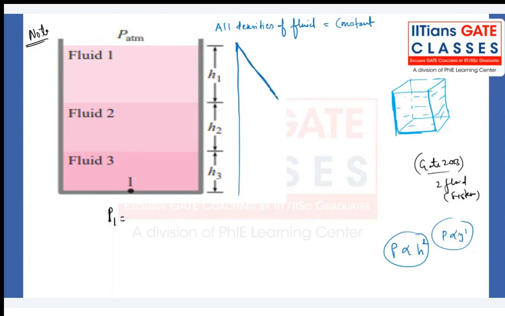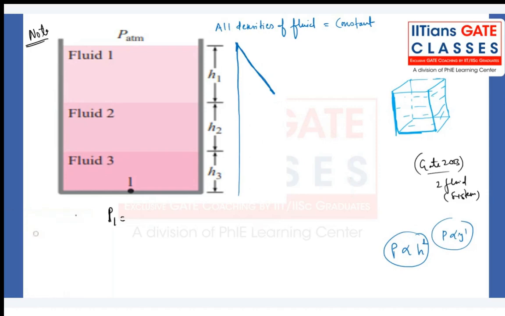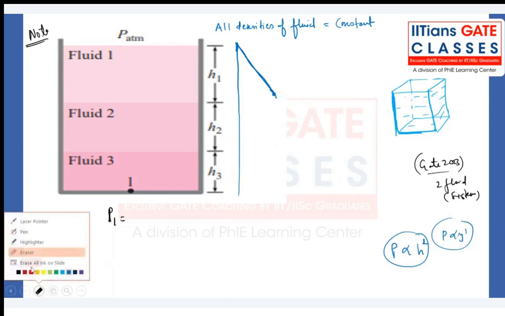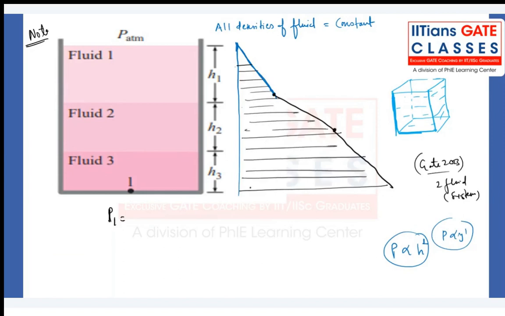From here, or maybe some different shape may be possible. That depends on the value of the particular pressure, as you can observe. That is a linear variation.